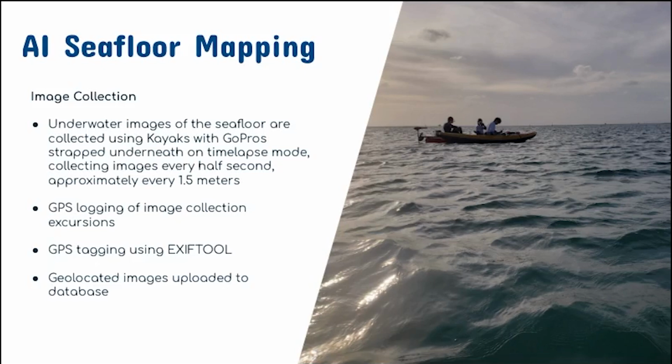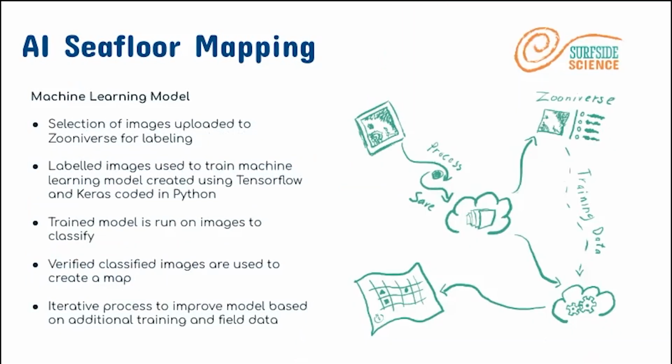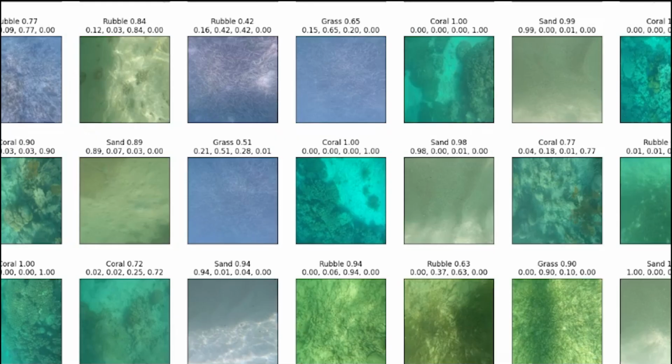And here we can see what percentage of Surfside Beach is composed of vegetation and corals. And in the long term, we can measure changes in the future, whether it becomes more, less, or stays the same.